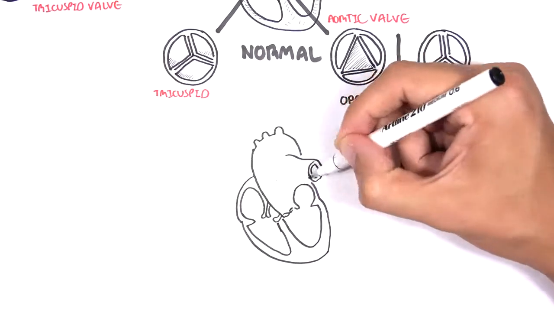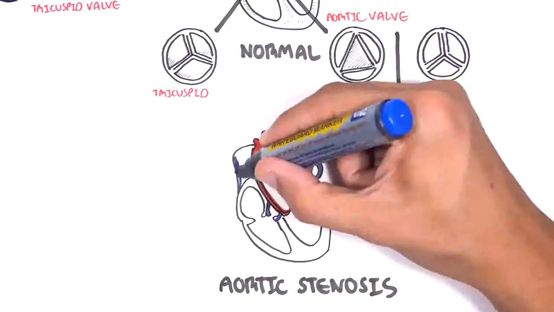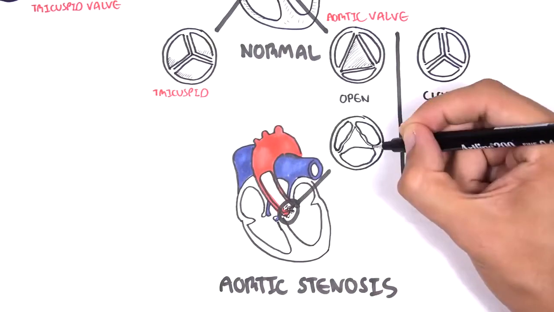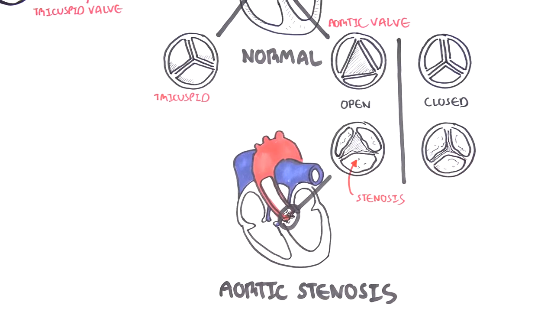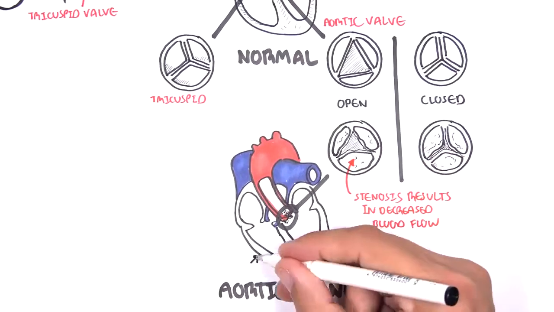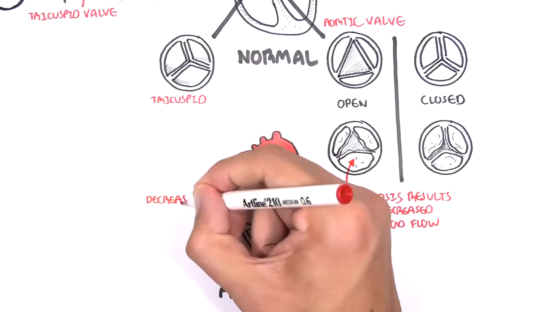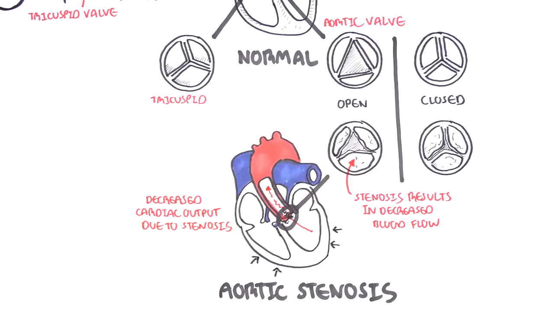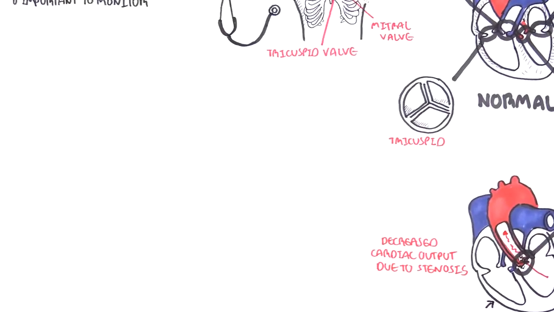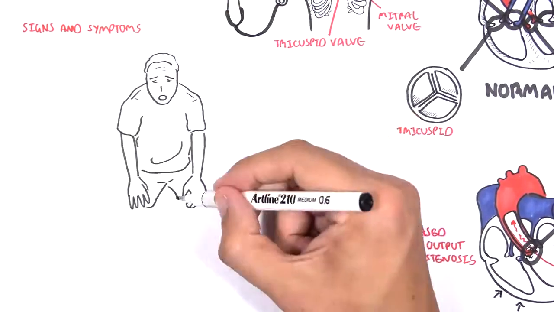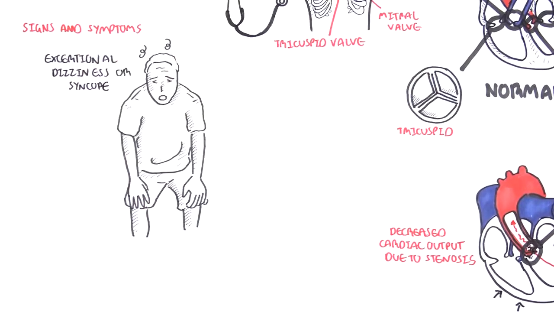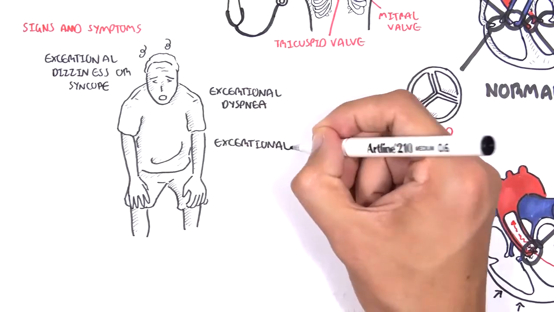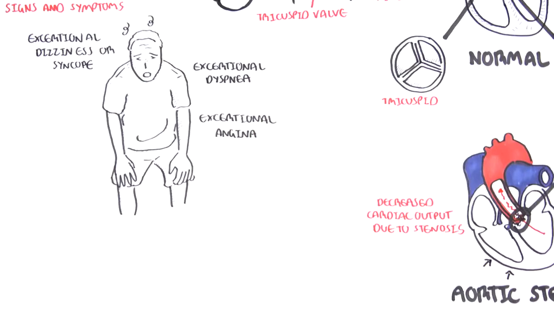The heart with a stenotic valve cannot pump blood efficiently. Here is an open and closed aortic valve with stenosis. Even when the aortic valve is open, the stenosis results in a decreased blood flow. With decreased blood flow, there is decreased cardiac output. Because of the decrease in cardiac output, we get the following 3 cardinal signs and symptoms of aortic stenosis. These are dizziness or syncope on exertion, dyspnea on exertion, and exertional angina.